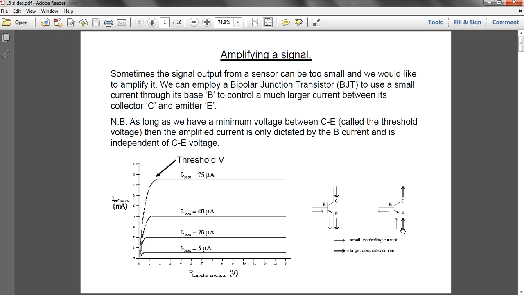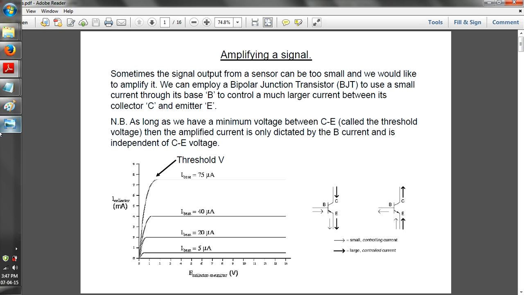Similarly for the PNP, you also input a certain base current, but the emitter current goes from this side to this side, in the opposite direction. I may be wrong on this one because I'm lazy, but it's not very important. The thing you need to know is that at the base you input a small amount of current, and you're going to have a large current flowing in.